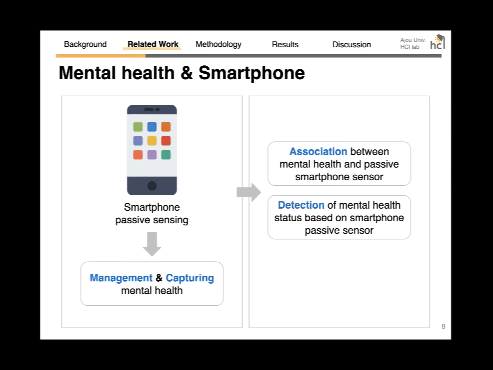There have been various studies to identify mental health based on smartphone passive sensing. We looked at the various studies and found that there were two main cases. The first case includes studies that try to identify the relationship between mental health itself and passive sensing, which mostly conducted correlation analysis. The second case includes studies of detection that try to predict and diagnose mental health conditions based on passive sensing, which mostly conducted machine and deep learning based analysis.